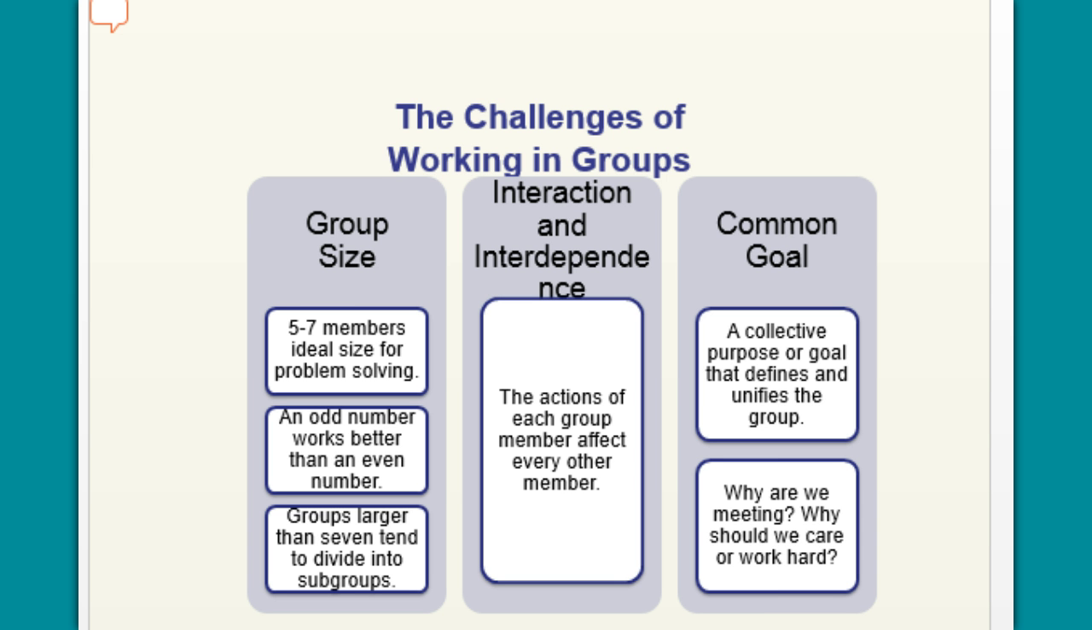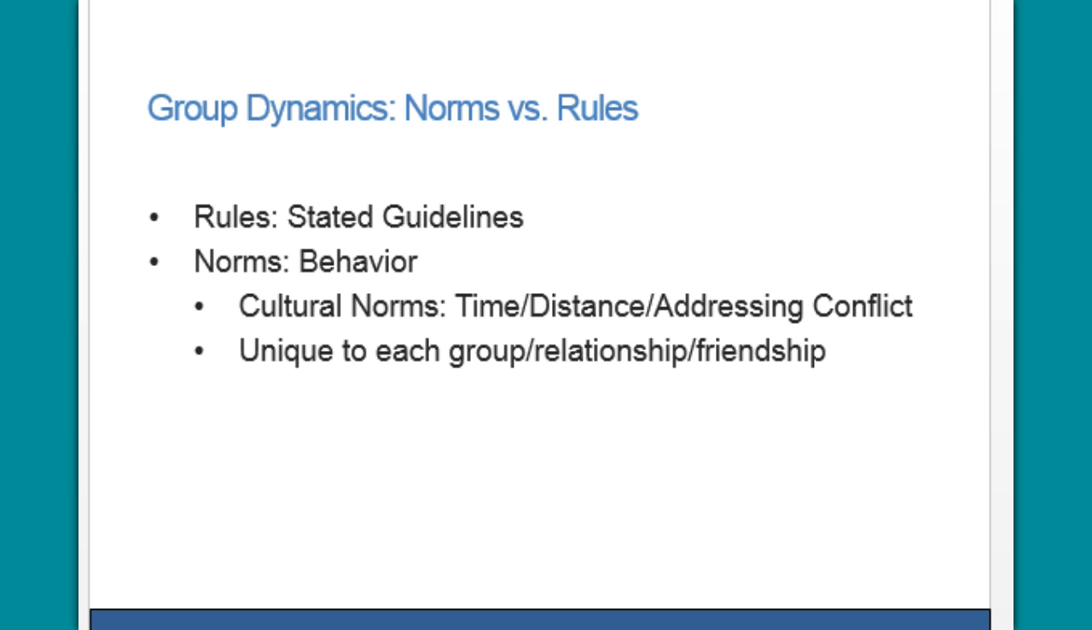Now, as far as further challenges, group size is important. So if you're in a decision-making group or a problem-solving group, 5 to 7 people would be ideal. You want to keep in mind some of these points that are made on this slide and that are also reinforced in the chapters that you've read concerning groups.